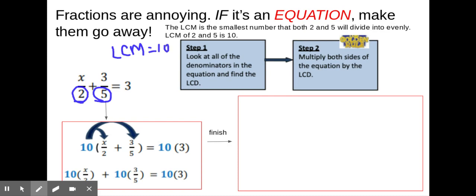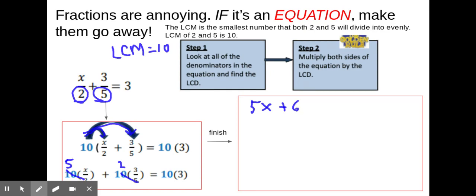If I multiply 10 to both sides of this equation, and I distribute, that's why I like to call it multiplying through by 10, I'm going to make these fractions go away by reducing. So 10 divided by 2 is 5. So here I'll get 5x. And 10 divided by 5 is 2. So then I'll get plus 6.